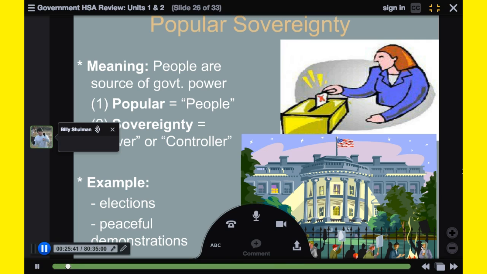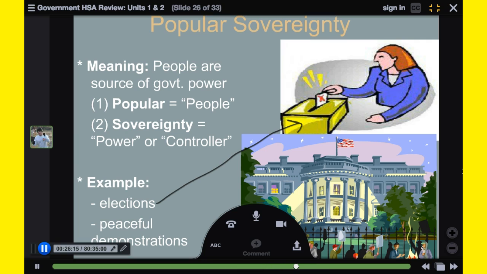The first principle we're going to be looking at is the concept called popular sovereignty. And the word popular means people. And the word sovereignty means power or controller. And so if you take popular and sovereignty and put them together, you get people power. And how do people exercise their power in the United States of America? Well, one of the most important ways is through elections, if you're a citizen, if you're not a convict or in jail in some states.